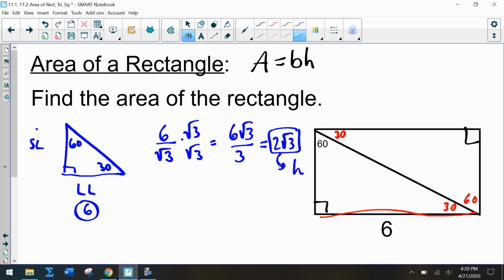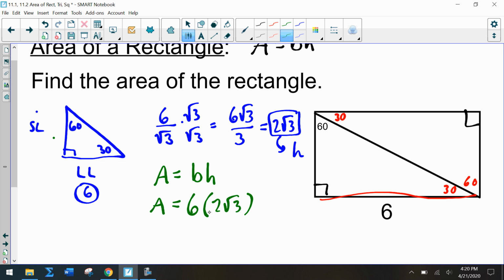the height. So now if we're looking in the formula, area is base times height, we know that the base is 6 and the height is 2 √3. And now we have to multiply. So 6 times 2 √3 gives us 12 √3. It's a 3, not a 5.